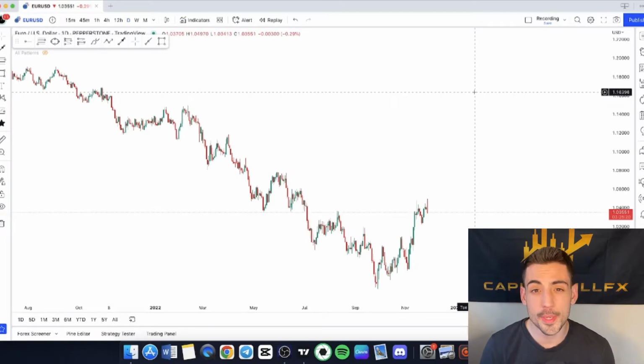In this lesson, we're going to be going over how you could outline and validate your support and resistance levels. So without further ado, let's jump into TradingView and take a look at this.